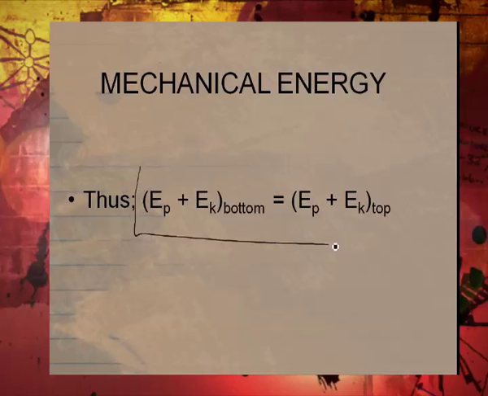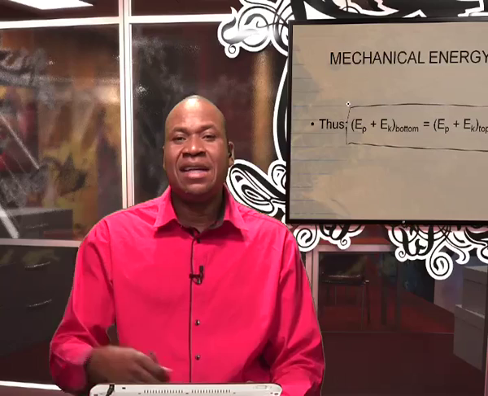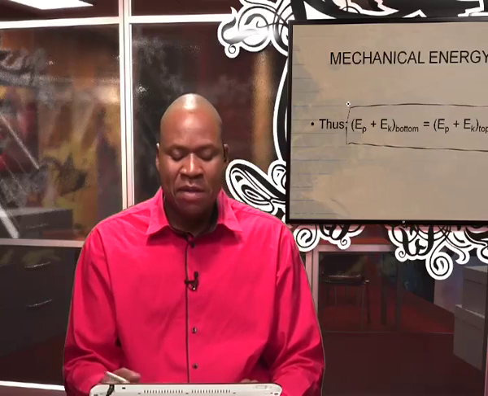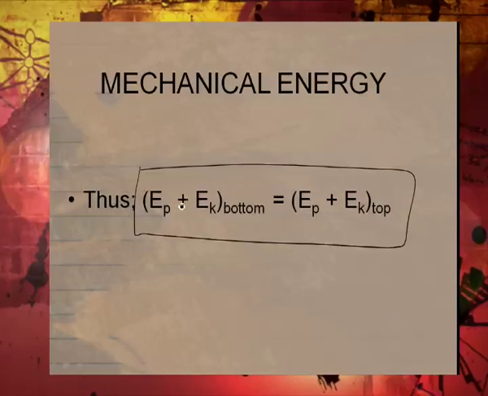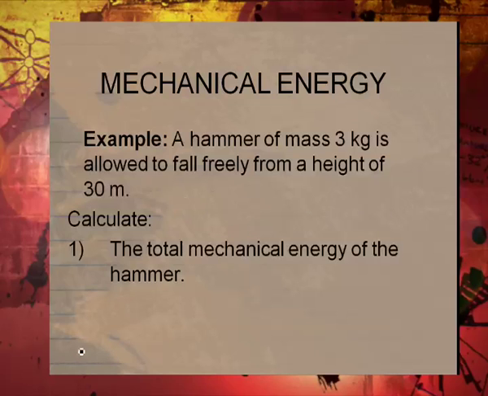This means that if we're looking at things that are swinging, hanging somewhere, we can say that their mechanical energy at the bottom, which is EP plus EK at the bottom, should be equal to their mechanical energy at the top, which is EP plus EK at the top. That's what it means. Now let's have a look at this example to see how we make use of this principle and also to calculate these energies.